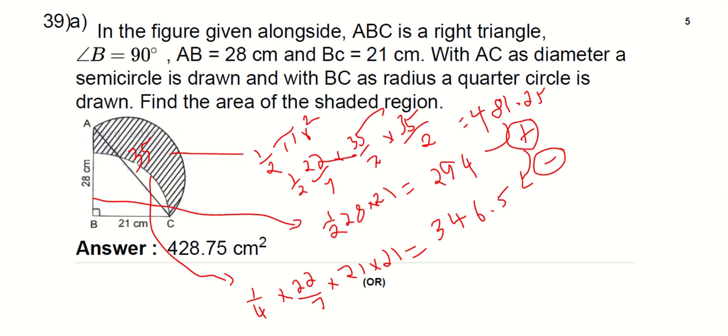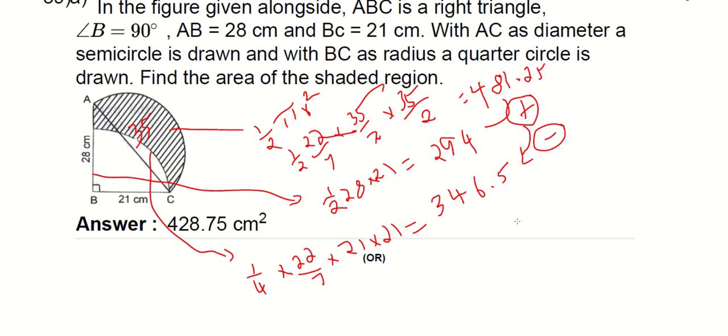Then again, find the area of the triangle. Triangle means half into base into height, half into 21 into 28, 294. Then the area of the quadrant is theta by 360 into pi r squared, 90 by 360 into pi into radius 21. Simplify, 346.5 comes. Then you have to add the semicircle plus triangle. After finishing this, the full area comes. From the full area, subtract this quadrant. Okay, so the answer is 48.5.